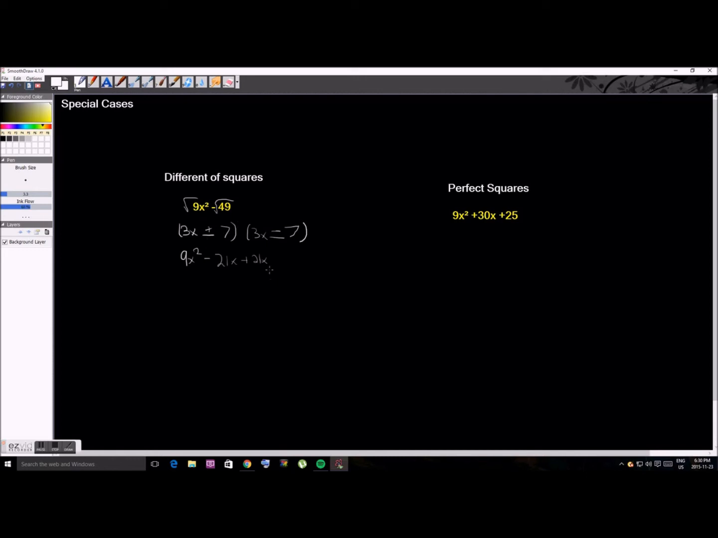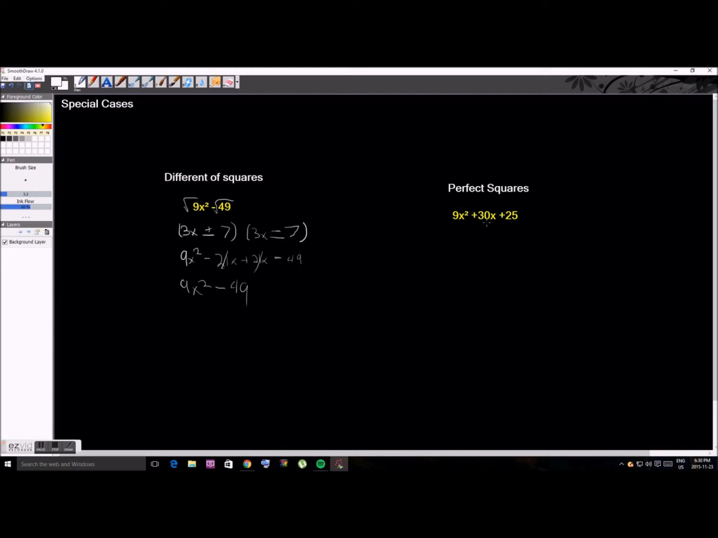Okay, so now let's move on to perfect squares. So right here, obviously there's a middle term. So what would we do? We look on the ends over here and we can see these two numbers are both perfectly divisible by a whole number. So the square root of 9 is obviously 3 and the square root of 25 is obviously 5.